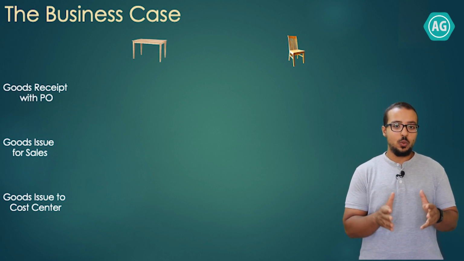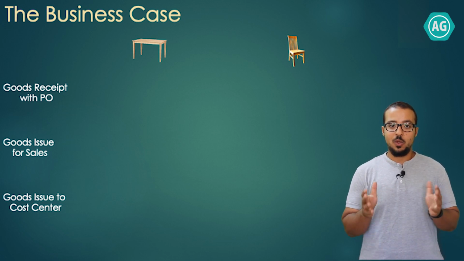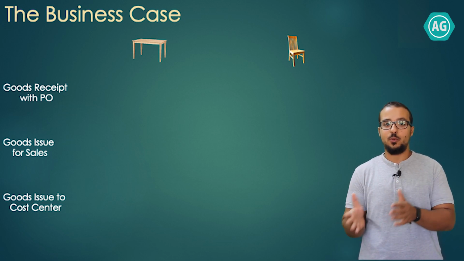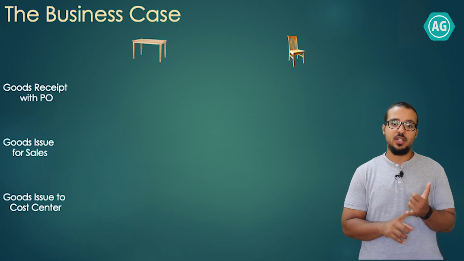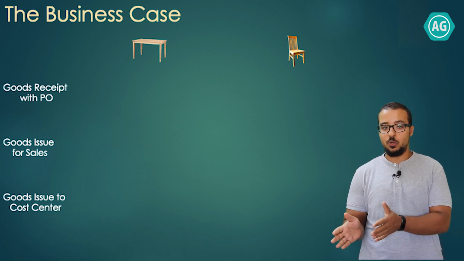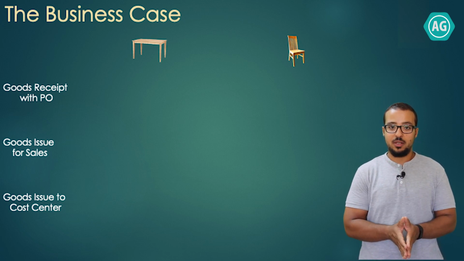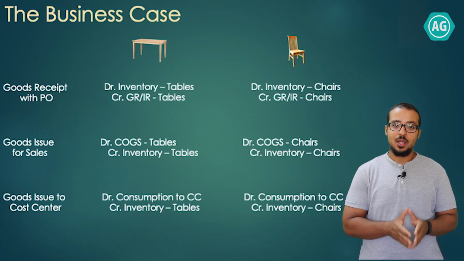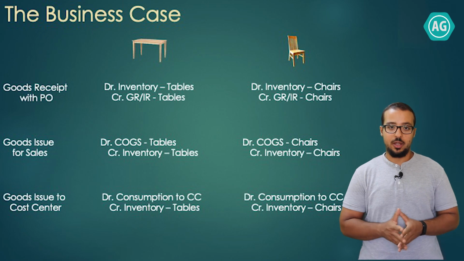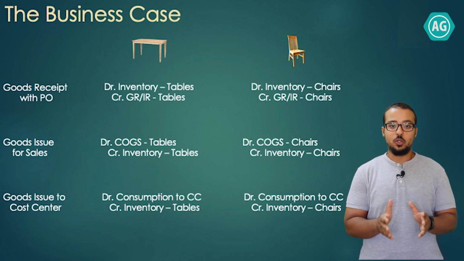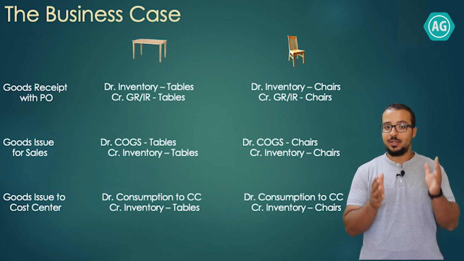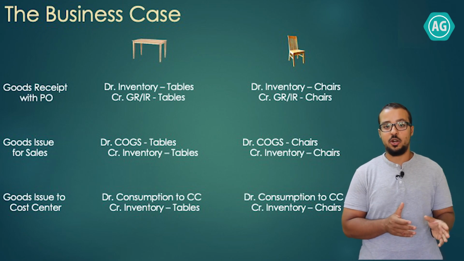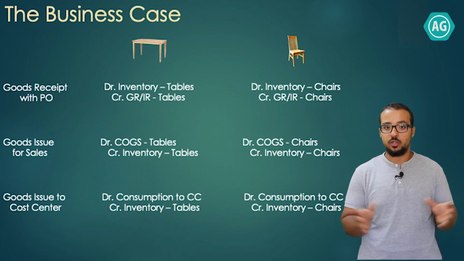So now let's look into the different financial entries we want to see in the system with every transaction and with every product type. So for goods receipt, for example, we will create a purchase order and then we post a goods receipt. The goods receipt financial entry will be debit to the inventory account and the credit to the GRIR account. And we also want to have separate accounts for tables and chairs. So we have separate inventory account and separate GRIR account for every product type.